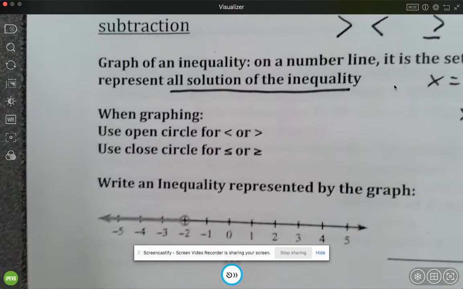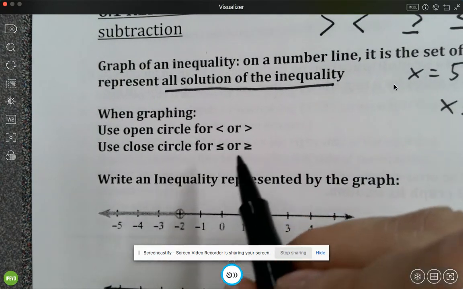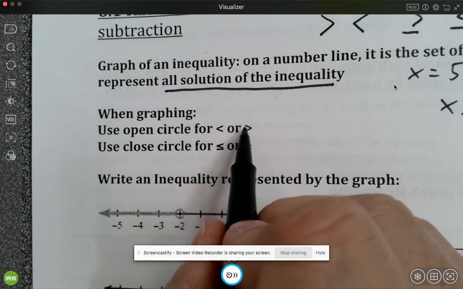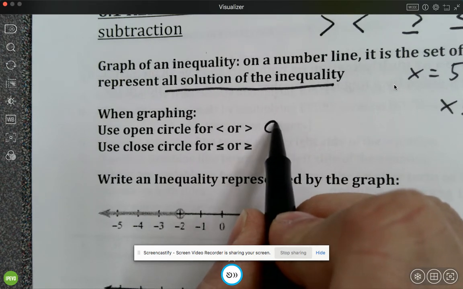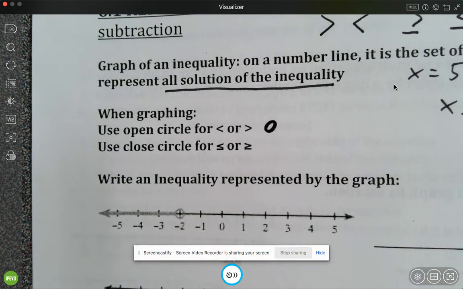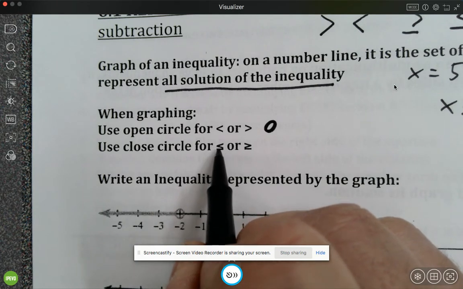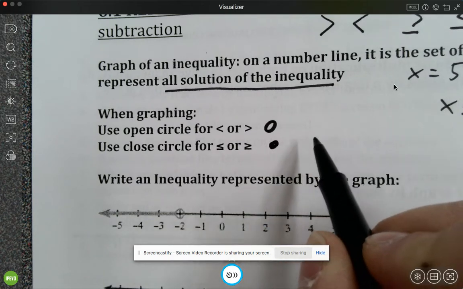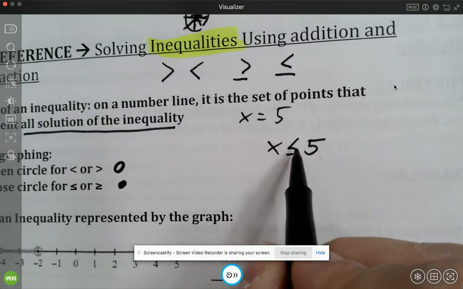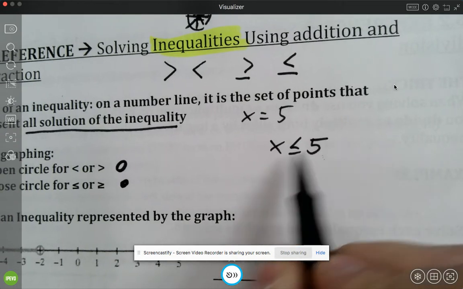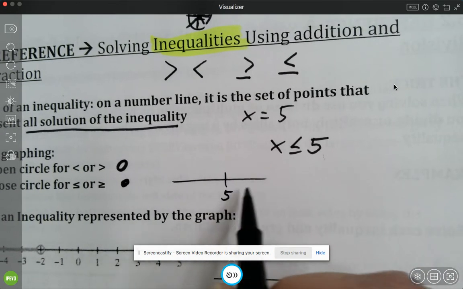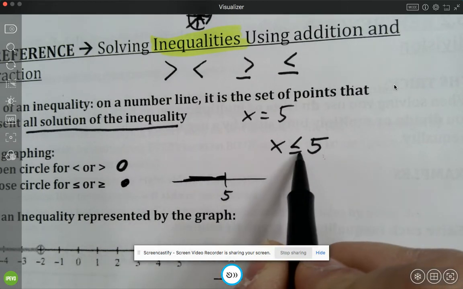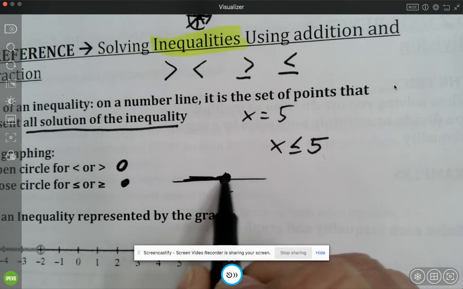So when graphing solutions, these are two important things we're going to use throughout this entire unit. If it's less than or greater than, when you graph it on a number line, you always use an open dot. If it's less than or equal to or greater than or equal to, you use a closed dot. And why does that make sense? Because if you had 5 is less than or equal to 5, and you're on the number line, and you're at 5, and you want to do less than or equal to 5, that means that 5 is actually part of your solution, so you close the dot.